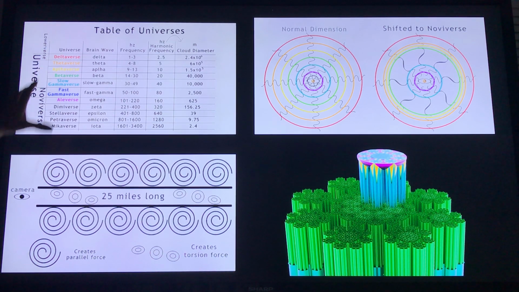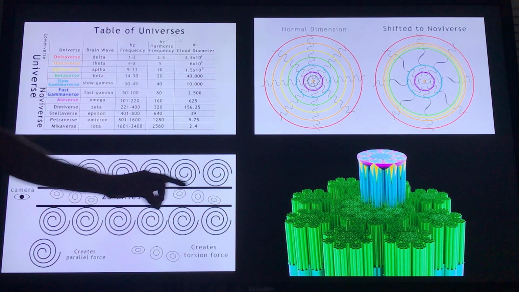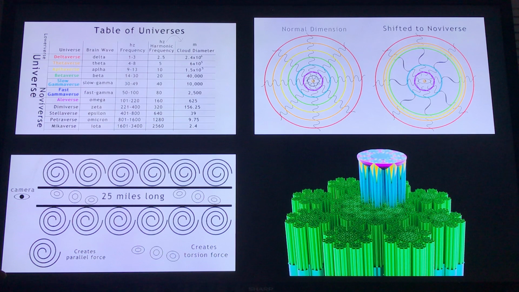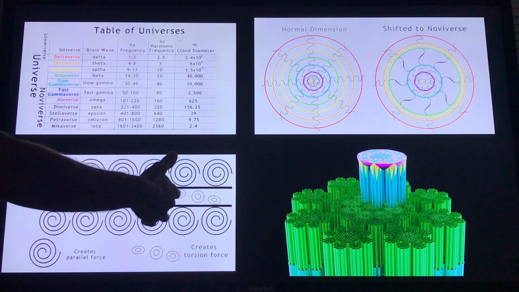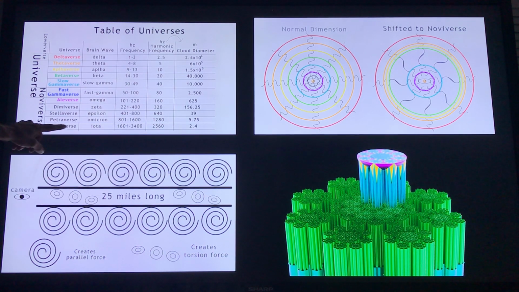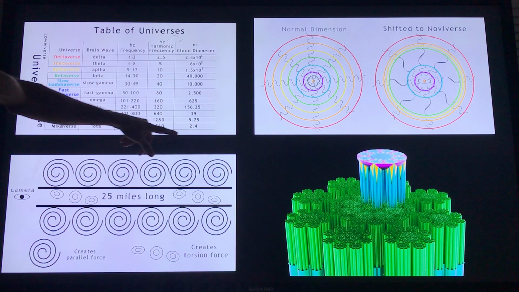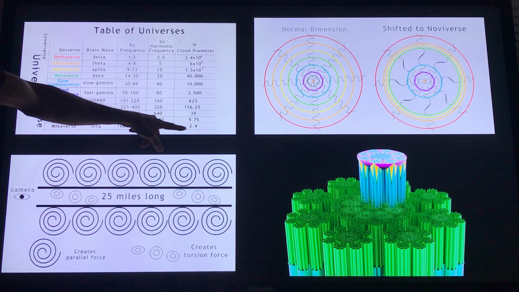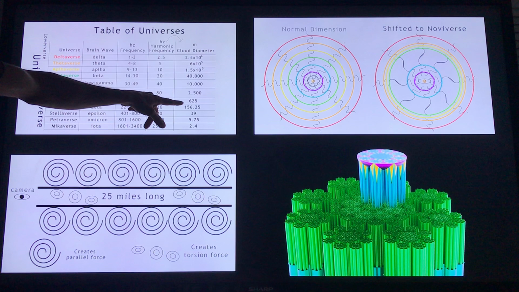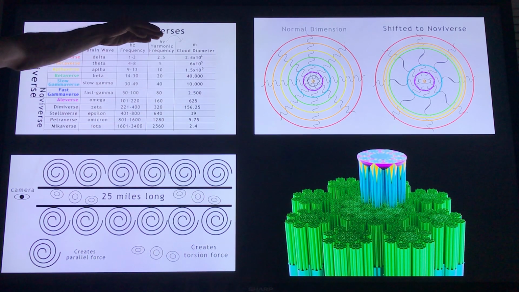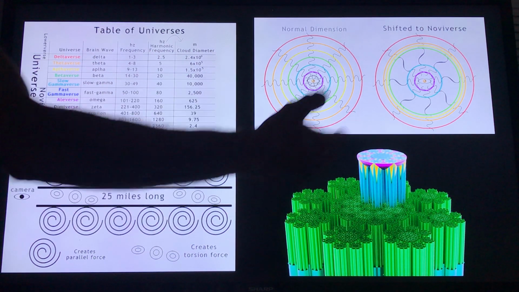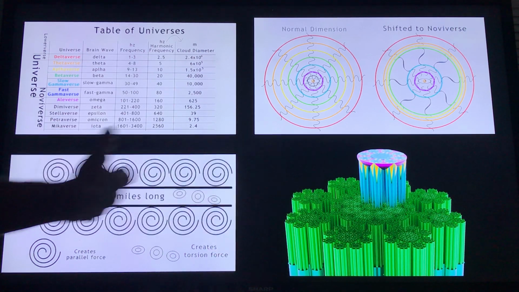Depending on which harmonic resonance you want to experience is how long the effect needs to be, right? If you want to see the microverse, the cloud needs to start from 2.4 meters away. If you want to see the Aliverse, it needs to start from 625. If you want to see the lower verse, your cloud needs to extend from past 25 miles and come towards you.